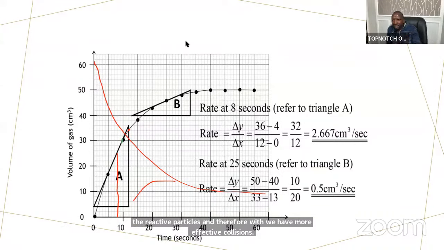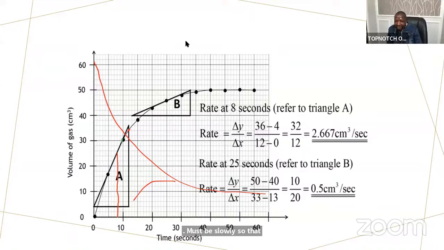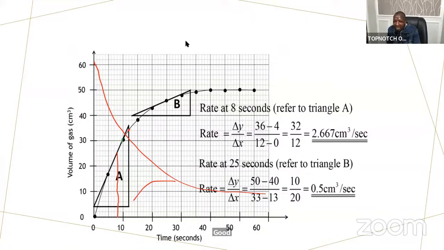At 25. Excuse me, teacher. Yes? I'm asking you to go slowly so that I can get it right. Okay. Can I repeat again? Repeat again, yes. I've said at 8 seconds, the amount of reactant is higher.